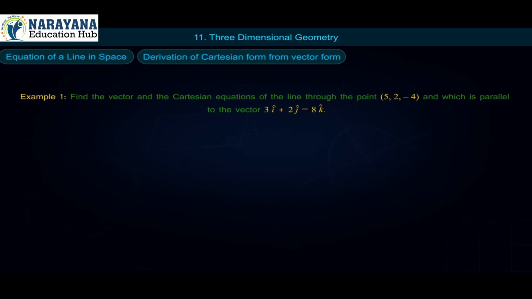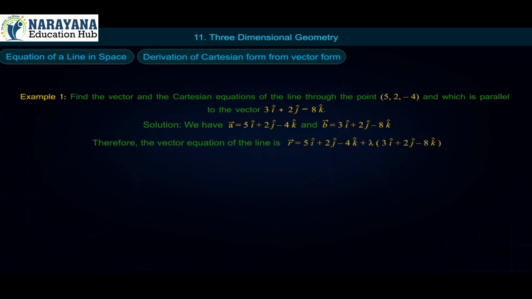Example 1. Find the vector and the Cartesian equations of the line through the point (5, 2, minus 4) and which is parallel to the vector 3 i cap plus 2 j cap minus 8 k cap. Solution. We have vector a is equal to 5 i cap plus 2 j cap minus 4 k cap and vector b is equal to 3 i cap plus 2 j cap minus 8 k cap. Therefore, the vector equation of the line is vector r is equal to 5 i cap plus 2 j cap minus 4 k cap plus lambda into (3 i cap plus 2 j cap minus 8 k cap).